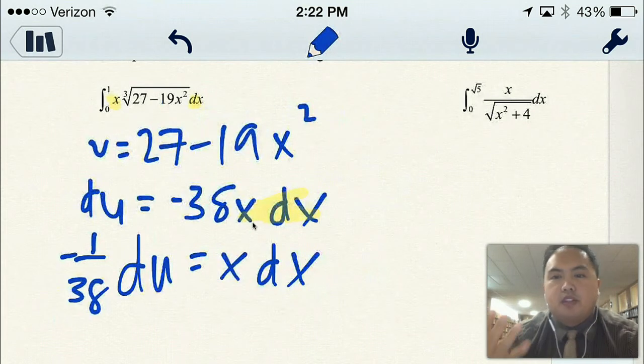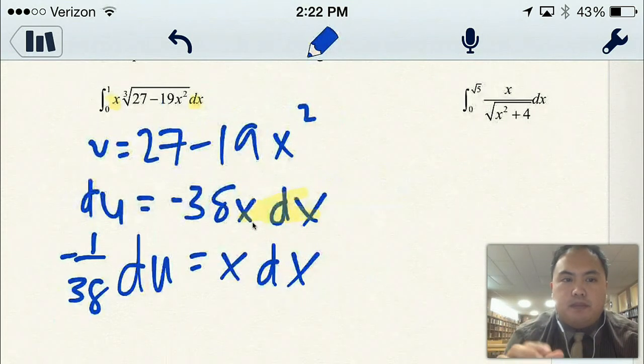Now, pay attention here. Here's the part where most people mess up. This is the part where if people go wrong, this is where they're going to go wrong. If I change everything to u, that means I also have to change the bounds. So in this particular problem, you see that the bounds are 0 to 1.